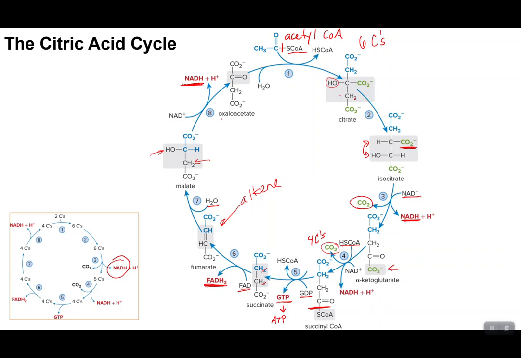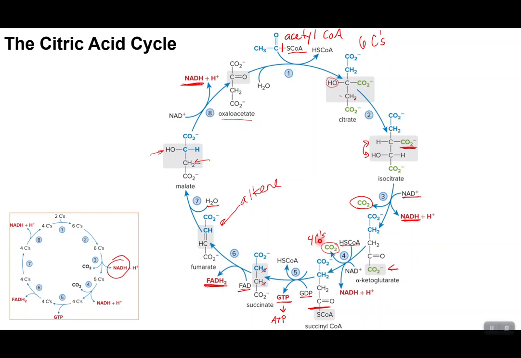So at this point, once we have made oxaloacetate, then we would need a new acetyl-CoA molecule to come in to start turn number 2 of the citric acid cycle. So as you go through these turns, you are going to be generating those important compounds, which were our reduced coenzymes, NADH, FADH2, GTP, and then these carbon dioxide molecules.